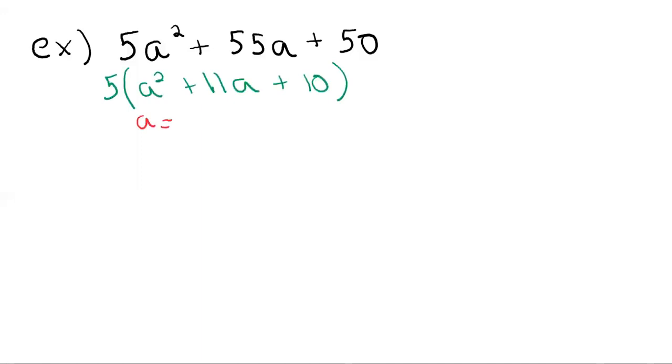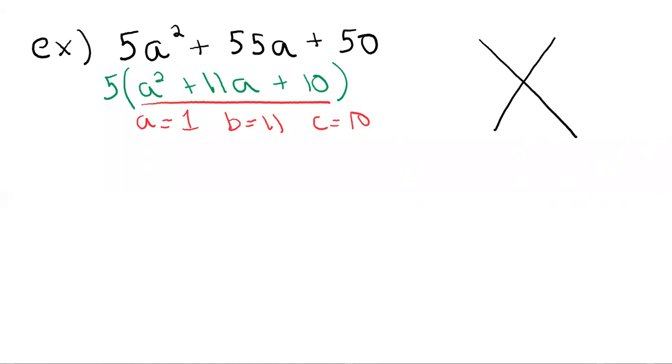So in front of the a squared is now a 1. I'm looking just inside the parentheses too. I'm ignoring the 5. In front of the a, I have an 11. And the last term, the constant, is a 10. All right, so at the top of the x, we will have 1 times 10, which is 10. At the bottom of the x, we have 11. 2 numbers that multiply to be 10 but add to be 11, 10 and 1. And both are positive because everything's positive.